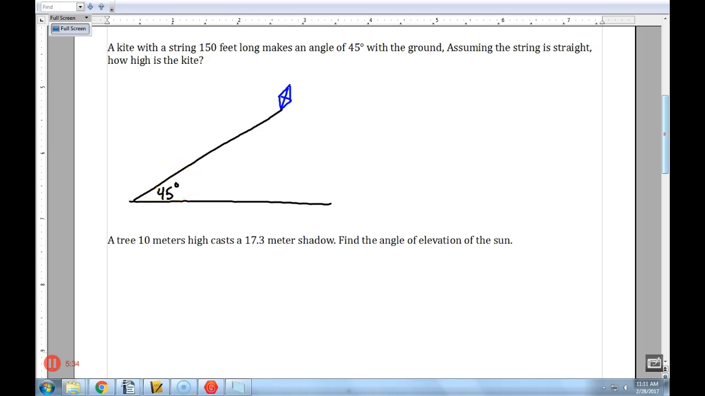Alright, so this is actually an angle of elevation because we're going up from the ground. So 45 degree angle. The kite string itself is 150 feet long. Assuming the string is straight, which it is, how high is the kite? So what we're actually after here is height, remember, which is straight down at 90 degrees from the ground. That's the true height. So this is my H.